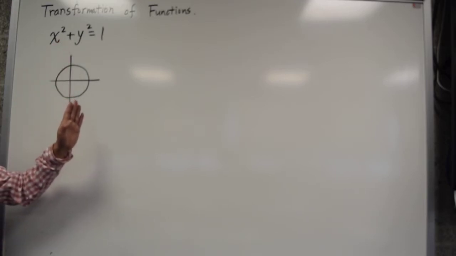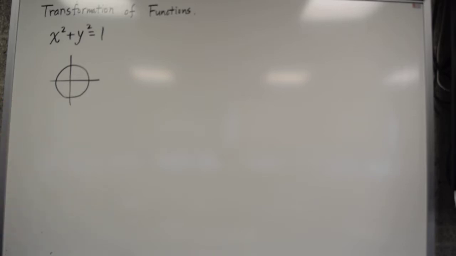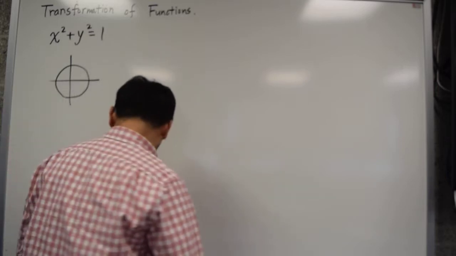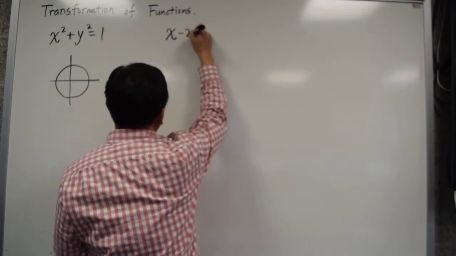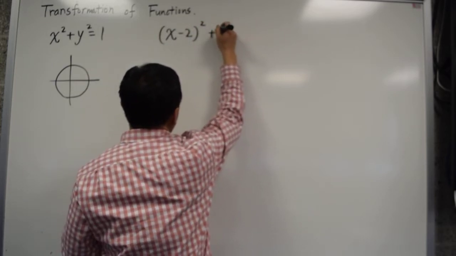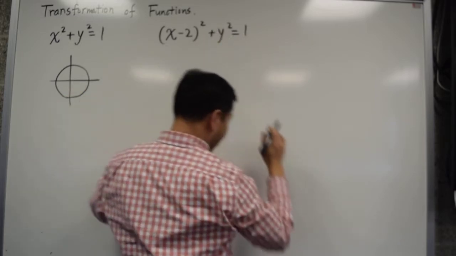The vertical line test. If you use the vertical line test, it meets the graph twice, therefore it's not a graph of a function. However, we can still think about the translations you can apply to this. So think about the following. If I did x minus 2 squared plus y squared equal to 1, what would happen to this graph?